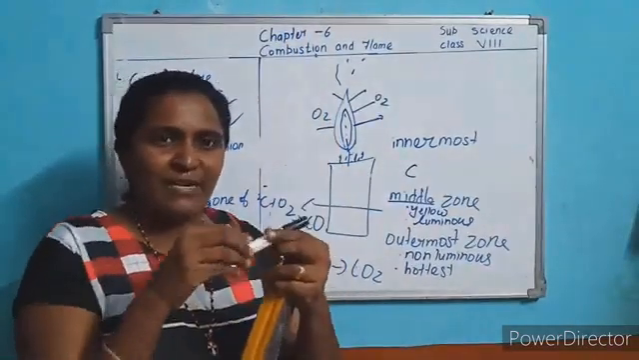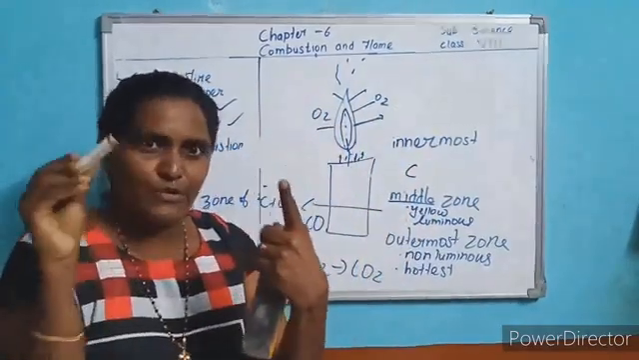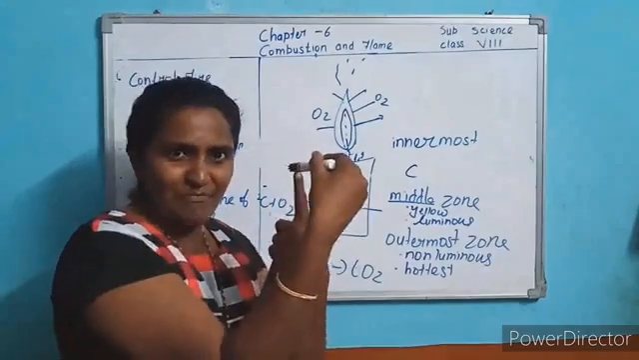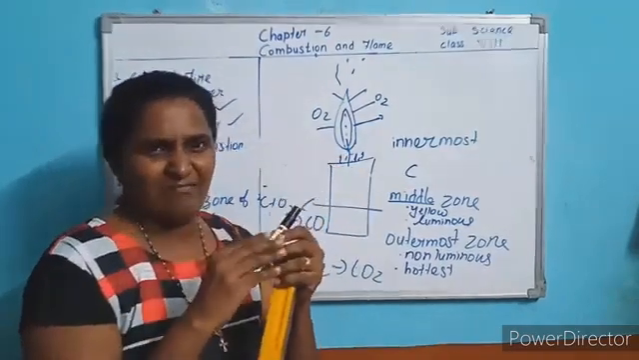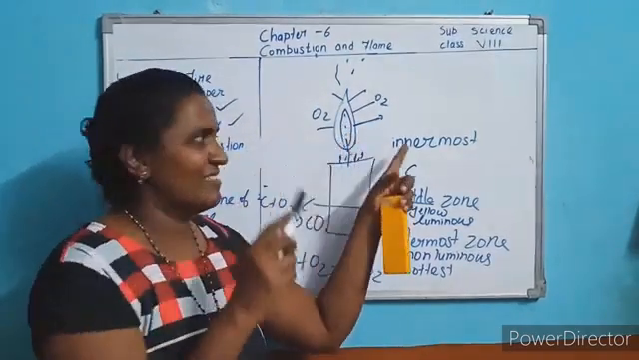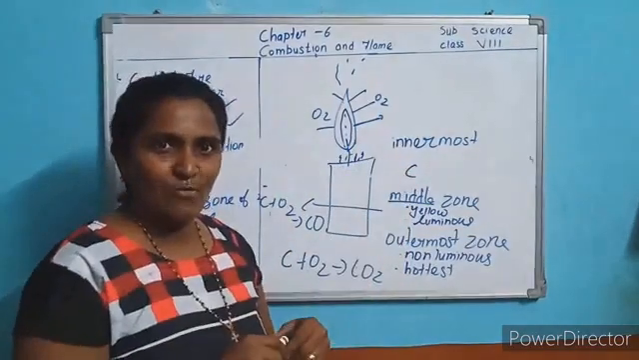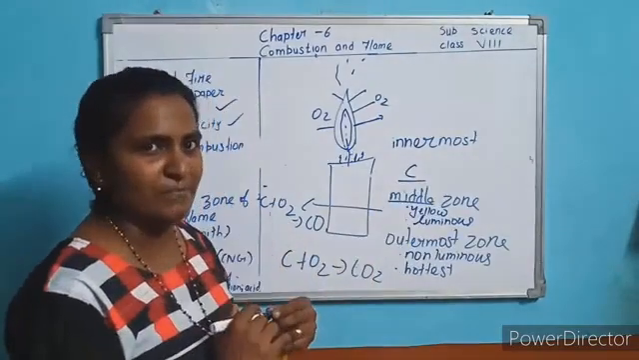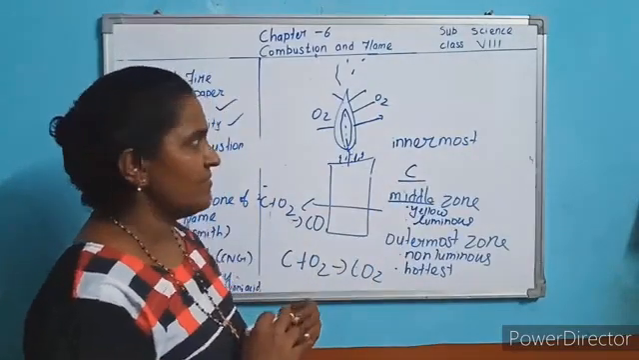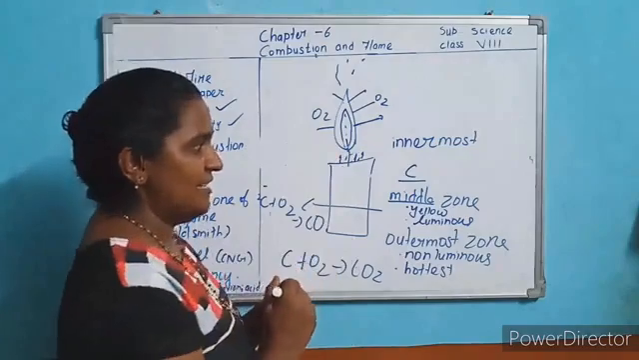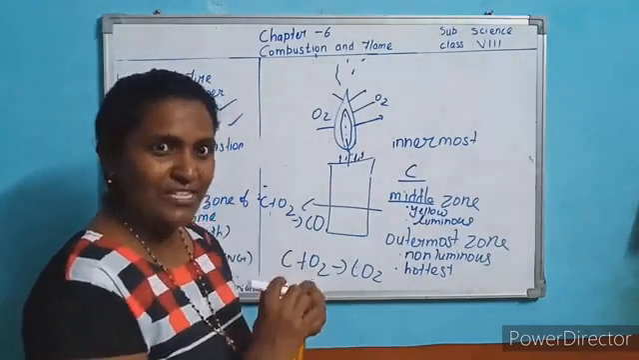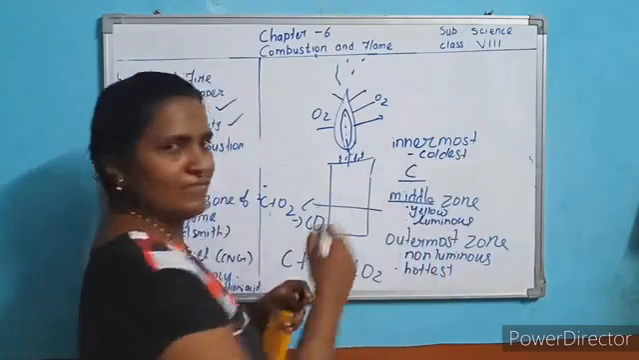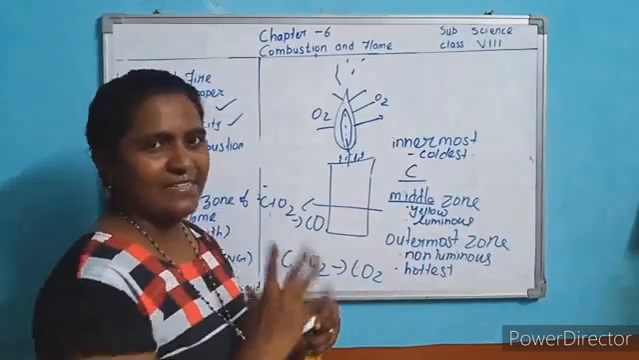If you show any metal to this innermost zone, it will become black in color because it produces soot, carbon particles. Why? They don't get any oxygen, so soot will form. Soot is rich in carbon. Soot is carbon. And what is that? It is the coldest layer, the coldest zone. Understood? And it is the black layer.